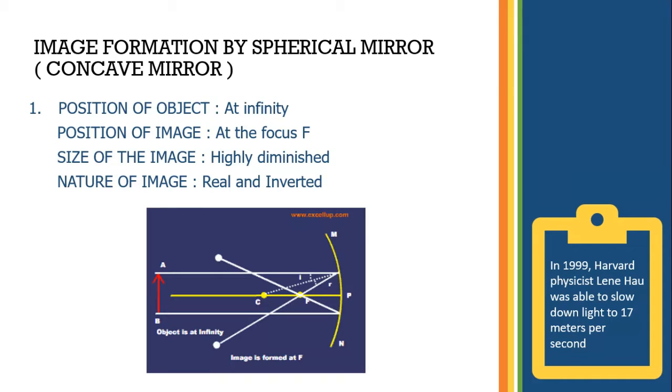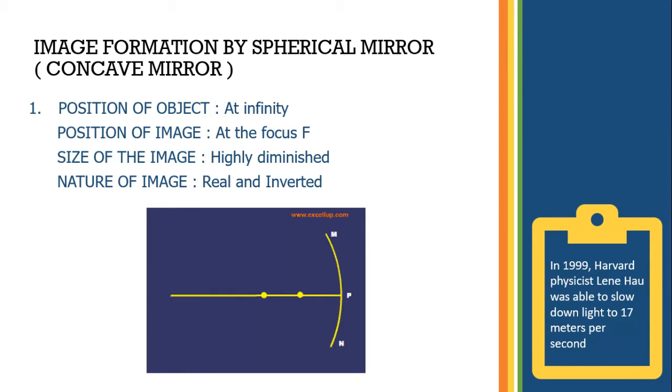What will be the nature of image? What is nature of image? Means it will be real or virtual. It will be straight or inverted. We know what is real and virtual. We know what is straight and inverted.